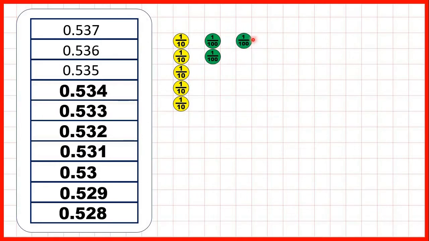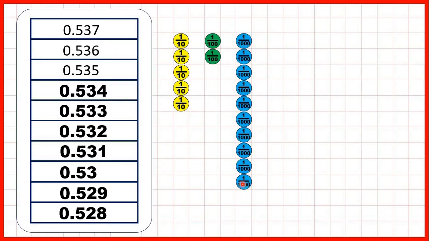We can keep on subtracting thousandths, but when we get to 0.53, so 5 tenths and 3 hundredths, we need to exchange one of our hundredths for 10 thousandths so that we can continue subtracting thousandths until we get to our last value, 0.528, so that's 5 tenths, 2 hundredths and 8 thousandths.